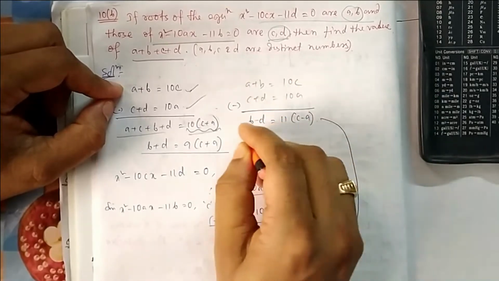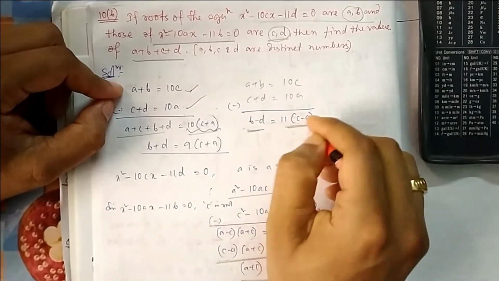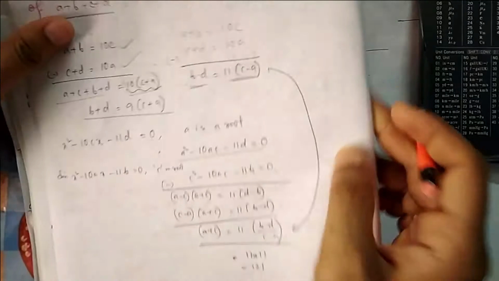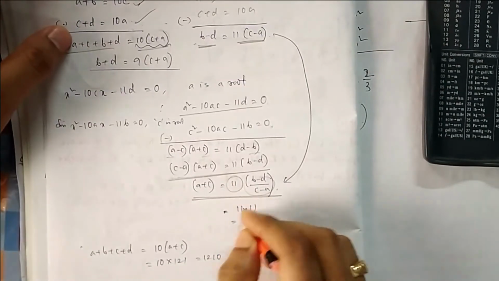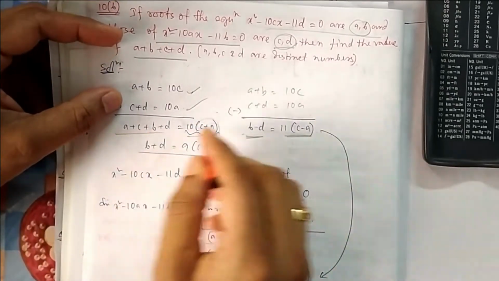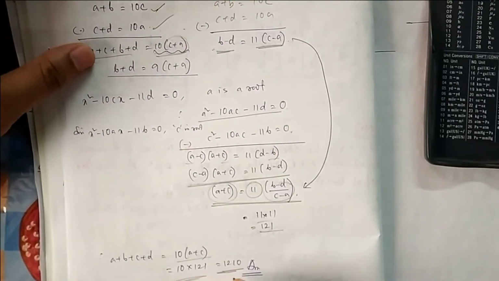If I subtract here, you will find D. It will be 10C minus B, and C minus A will also come from here, so it will be 11 times C minus A. If you subtract this one, you will get this one. So now you are getting it directly: B minus D divided by C minus A is directly 11. So it is 11 into 11. Now once you know A plus C, it becomes easy, because A plus B plus C plus D is 10 into C plus A.